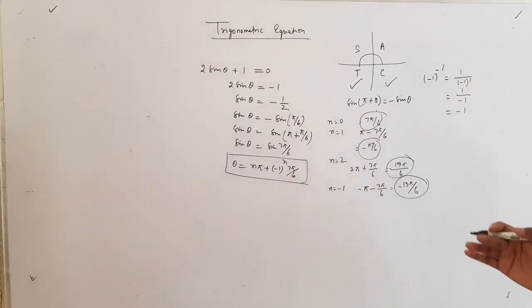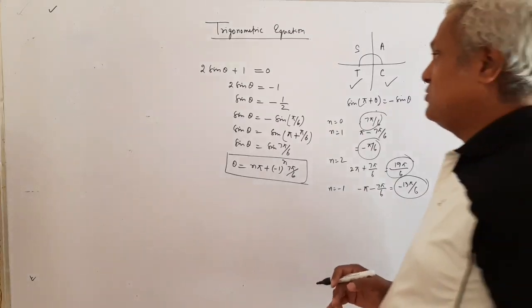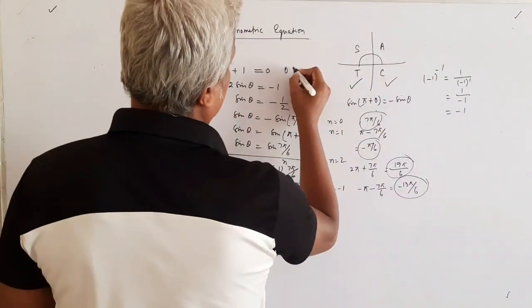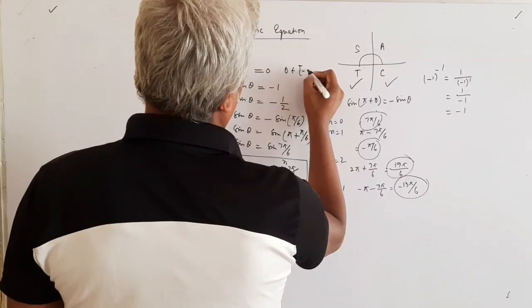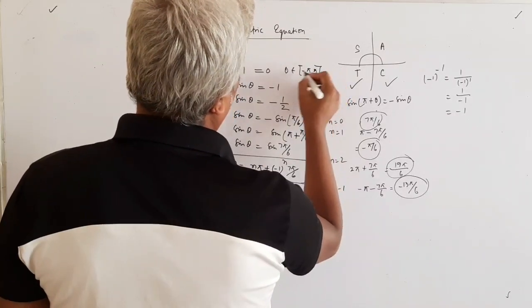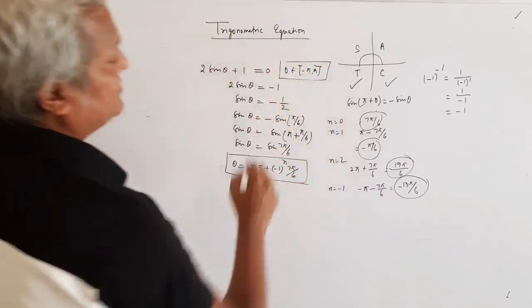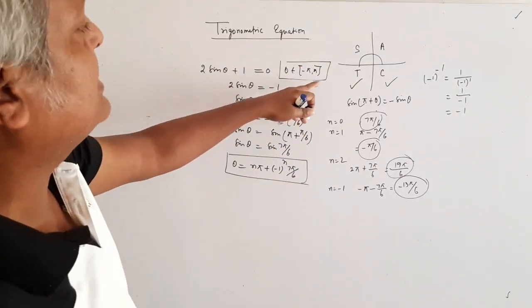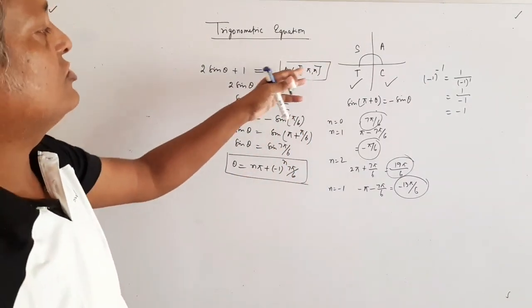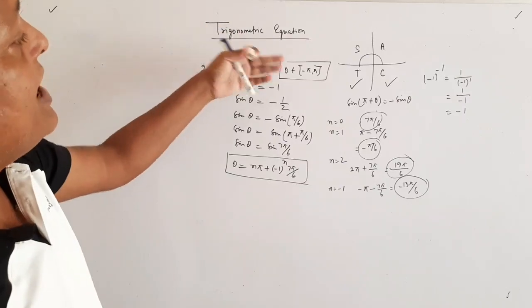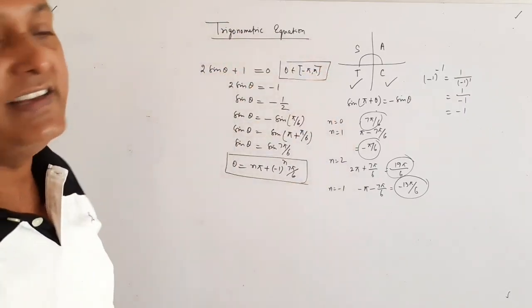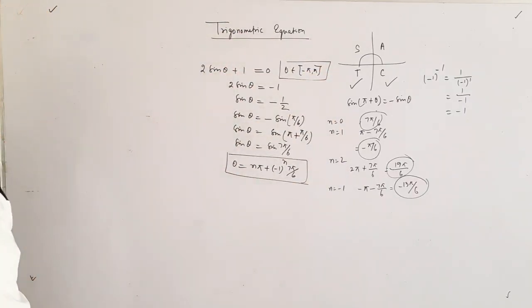But sometimes in the question they restrict it, like theta belonging to the closed interval minus pi to pi, so you have to select only those values of theta which are lying between minus pi to pi radians, or you can also say that they are lying between minus 180 degrees to 180 degrees. So this is how these equations can be solved.